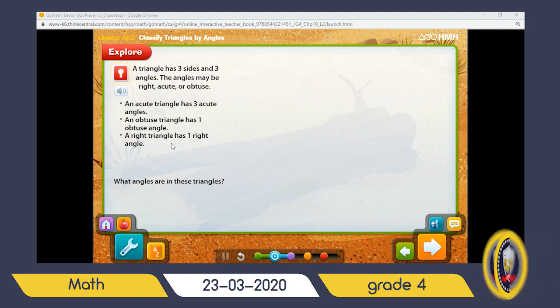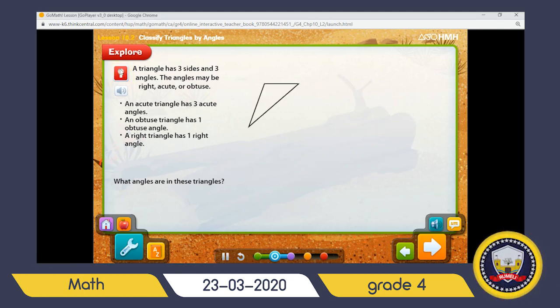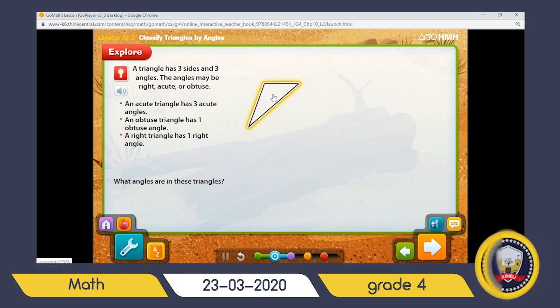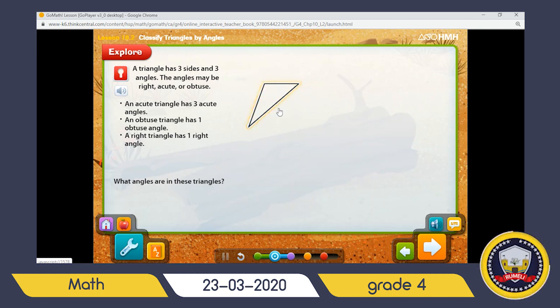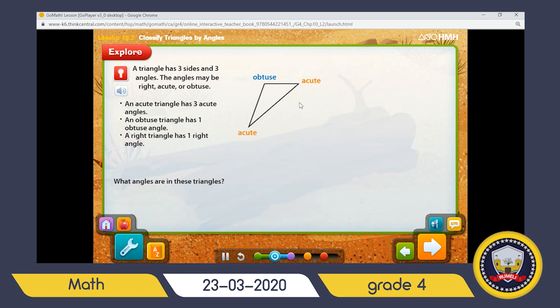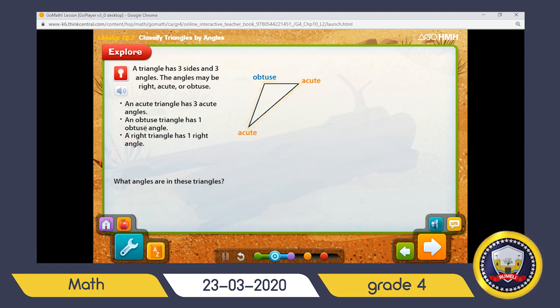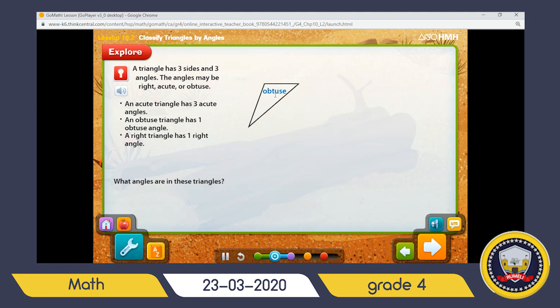So what angles are in these triangles? Let's check them one by one. First of all, let's check my triangle. Can you see any acute, right or obtuse angle? Let's check it. There are 2 acute angles and one of them is an obtuse angle. So check the meanings. Even if one of them has an obtuse angle, we will say it is an obtuse triangle.